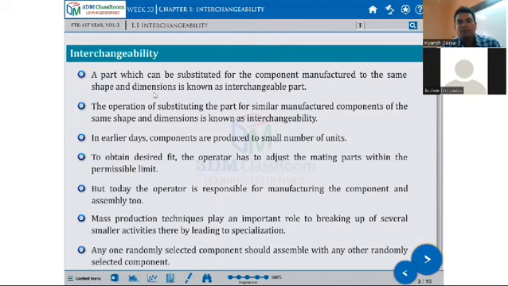Interchangeability means a part which can be substituted from the component manufactured to the same shape and dimension is known as an interchangeable part. The operation of substituting the part of a similar manufactured component of the same shape and dimension is known as interchangeability. Same size and shape, so that the part can be used elsewhere, that comes under interchangeability.